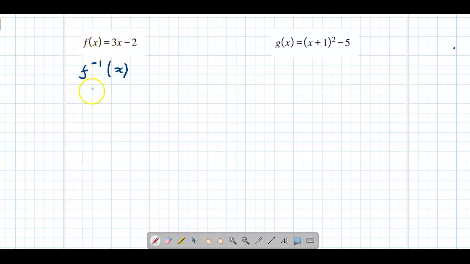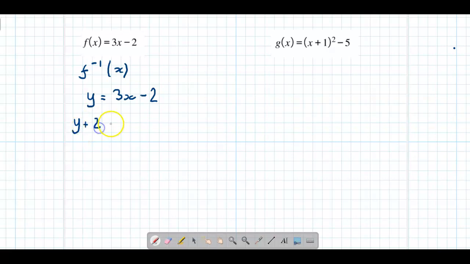Instead of having f(x) equals, we're going to have y equals, and then we're going to write out the function like this. And the object is to make x the subject of the equation. Now to do that means I leave x on its own here. So I'm going to add 2 to both sides.